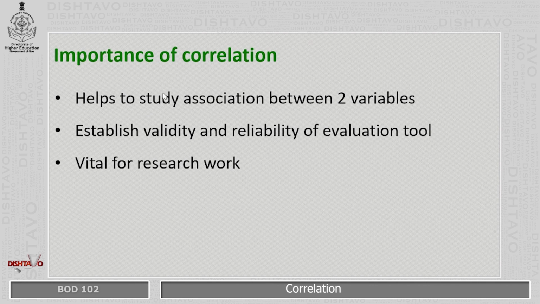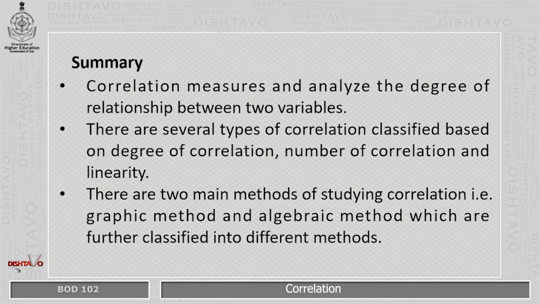There are several importances of correlation. It helps to study association between two variables or maybe more, it establishes validity and reliability of an evaluation tool, and it plays a very important role in research work. Coming to the summary of my presentation, correlation measures and analyzes the degree of relationship between two variables, and there are several types of correlations classified based on degree of correlation, number of variables, and linearity. There are two main methods of studying correlation, that is graphic method and algebraic method, which are further classified into different methods.